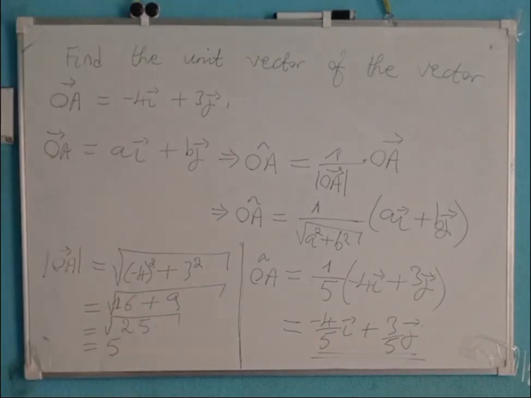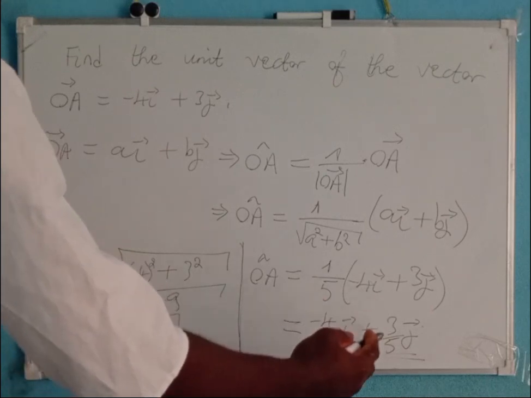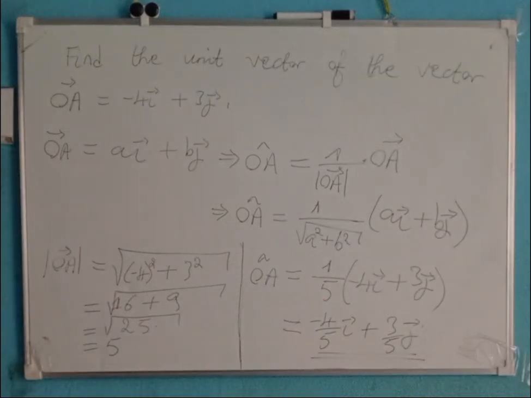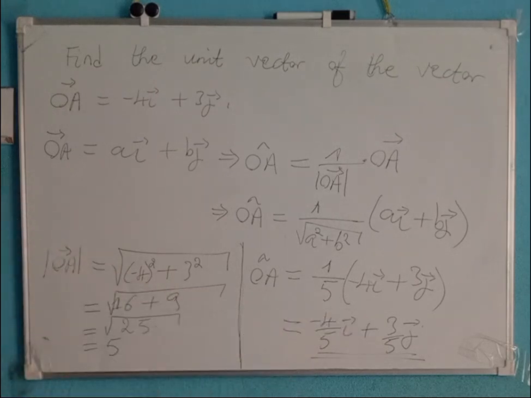The vector negative 4 over 5 i plus 3 over 5 j is the unit vector of the vector OA, which is equal to negative 4i plus 3j. You can verify it. The magnitude of this vector will give you 1.